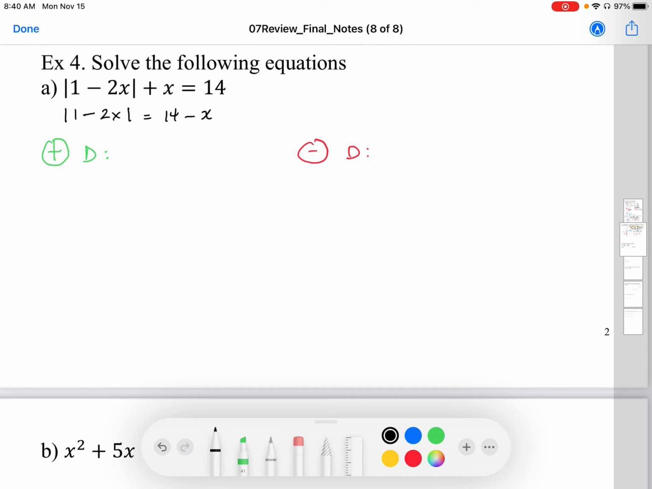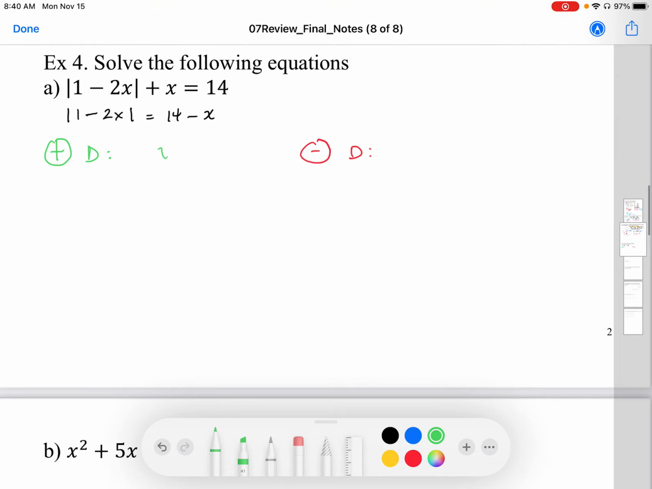So once we've done that, we now have to consider that inside being either positive or the inside being negative. So we're going to first of all establish a domain. The domain boundary is where the inside is 0, so x is equal to 1/2. And when x is greater than or equal to 1/2, we have the positive domain. The inside is going to be positive.